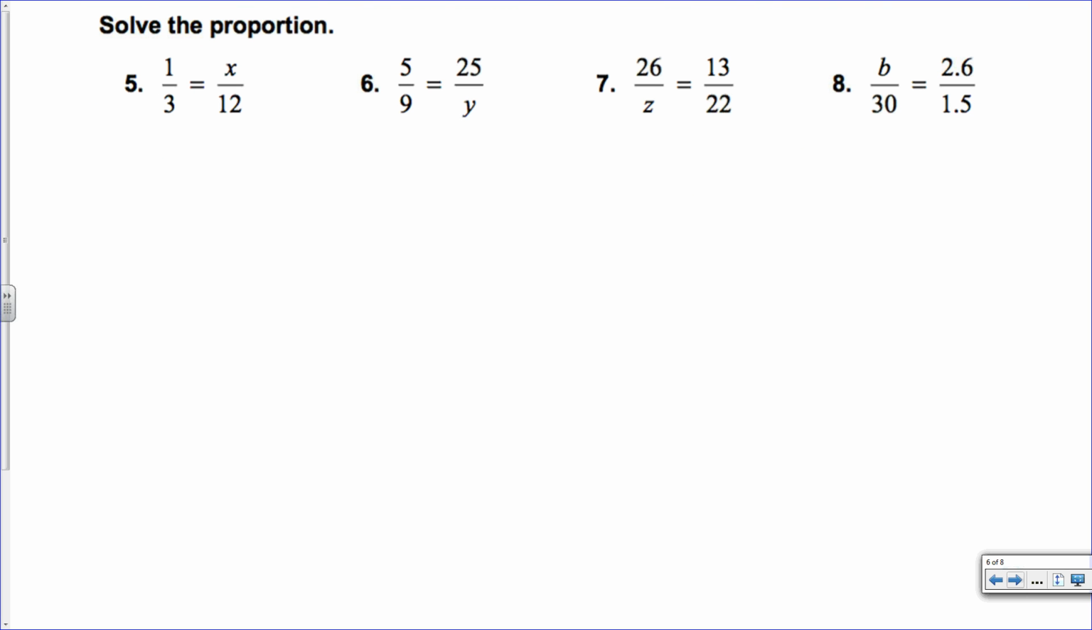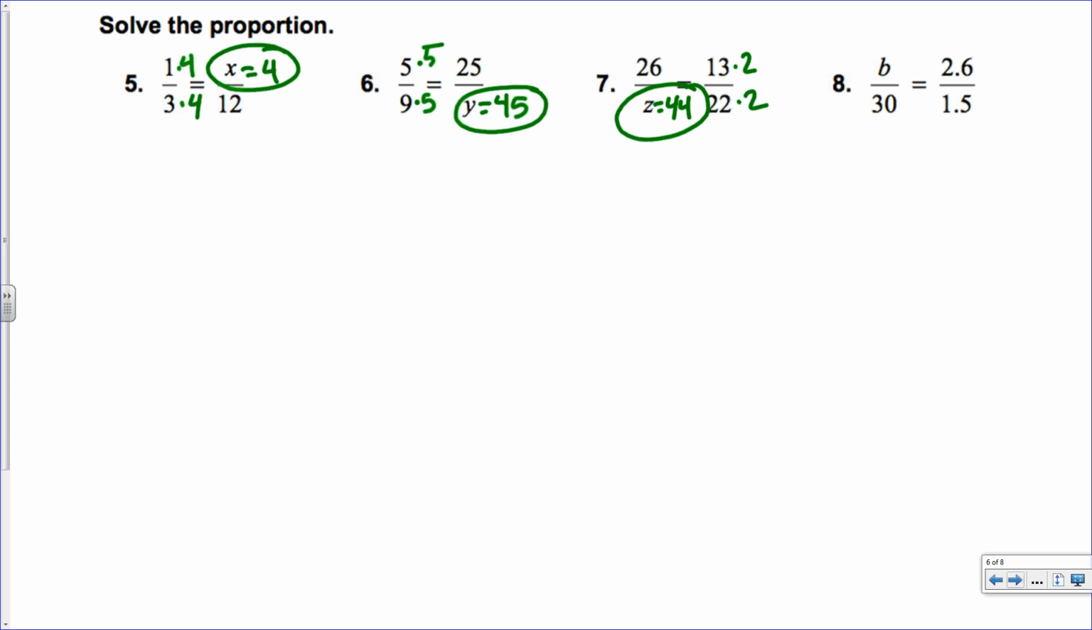Next one says to solve the proportions using mental math. I know that 3 times 4 is 12, so 1 times 4 is 4, so I should have learned that x equals 4. Here I know 5 times 5 is 25, so 9 times 5 is 45, so y equals 45. On the next one, I know 13 times 2 is 26, so 22 times 2 is 44.